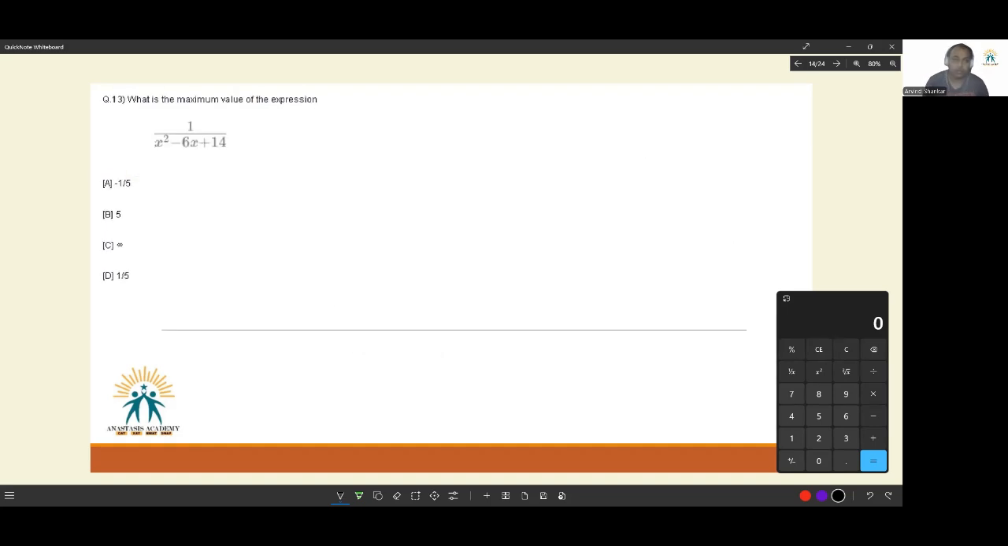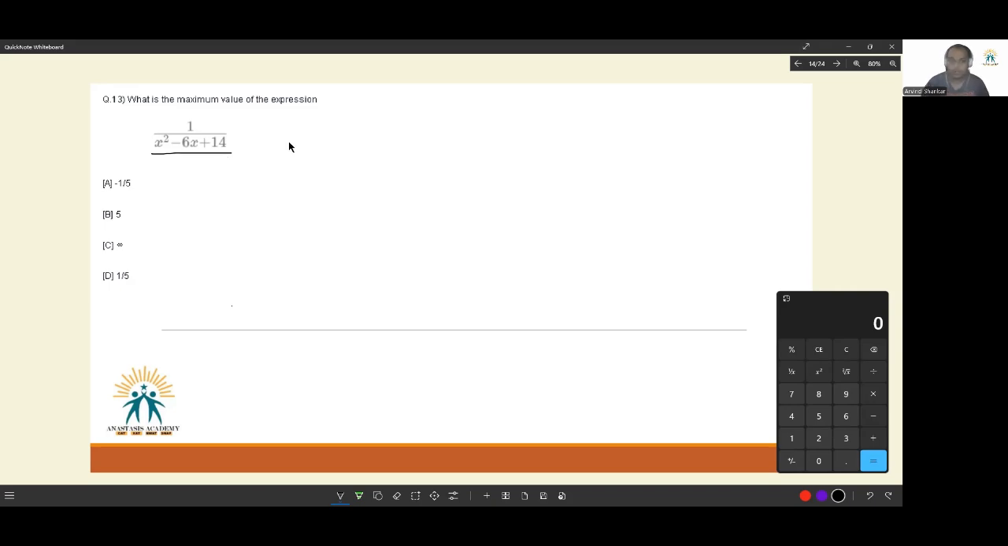Next, what is the maximum value of the expression? Okay, now see here, if I'm looking for the maximum value of the expression, see the denominator has unreal roots. The denominator has unreal roots, which means it will always have a positive value. Because b square minus 4ac is less than 0. The denominator will always return a positive value.